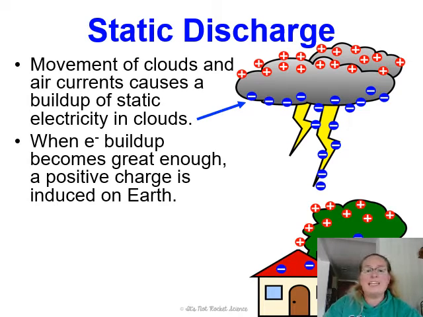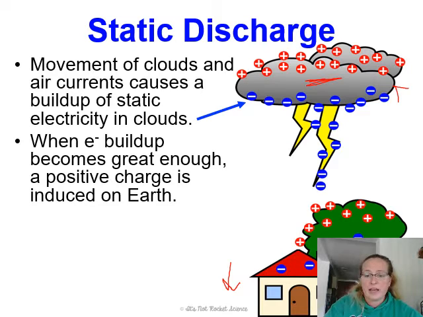When the electron buildup becomes great enough, a positive charge is induced on Earth, just like we talked about in the last example with the metal rod and the sphere. So these clouds, let me get my little pointer out here, are rubbing back and forth and creating friction. Negative charges start to develop on the underside of the cloud, and these negative charges repel the negative charges on Earth. So the negative charges in the tree and in the house are being forced away.